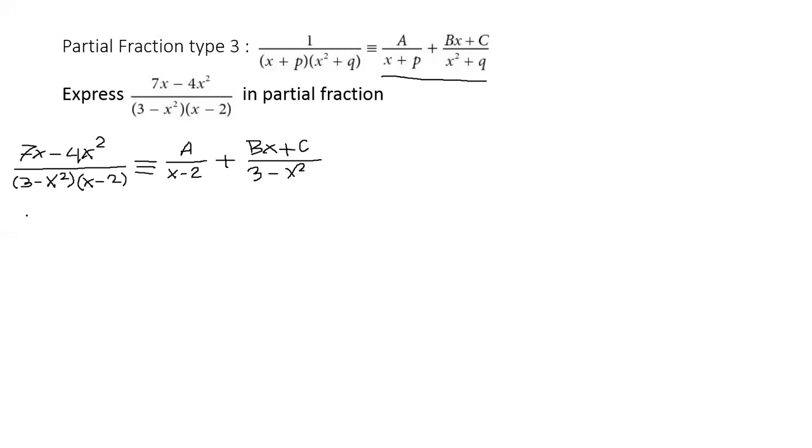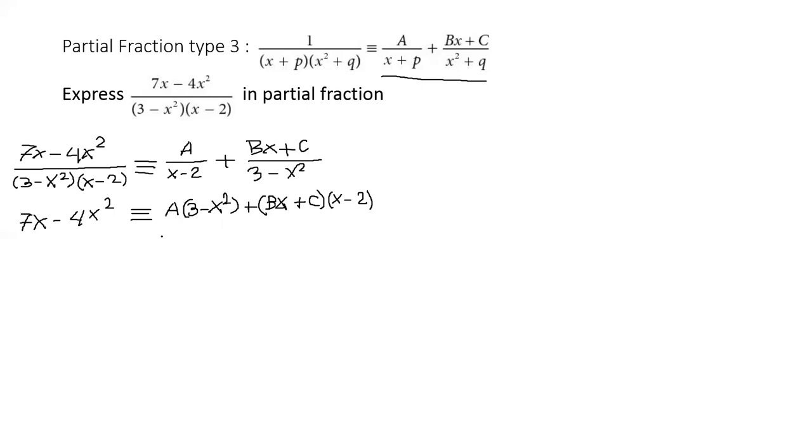Now the numerator 7x minus 4x squared is identical to a times 3 minus x squared, plus bx plus c, times x minus 2.